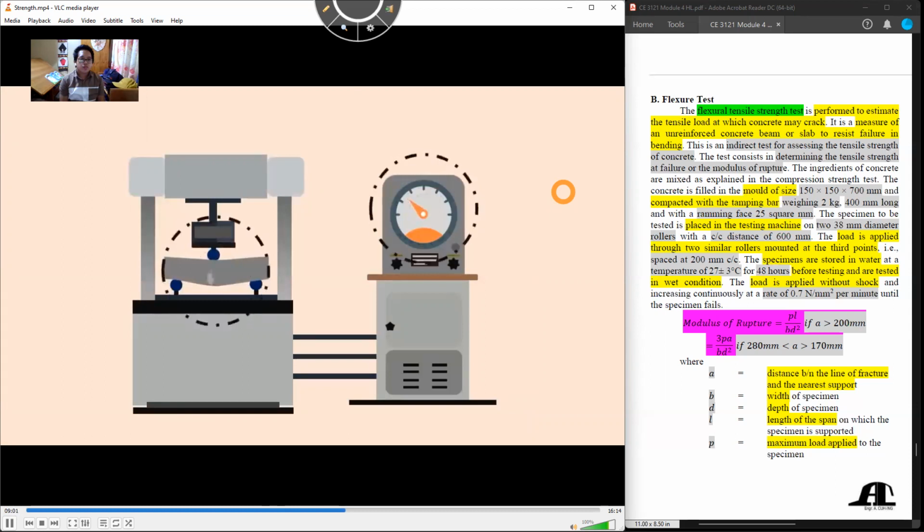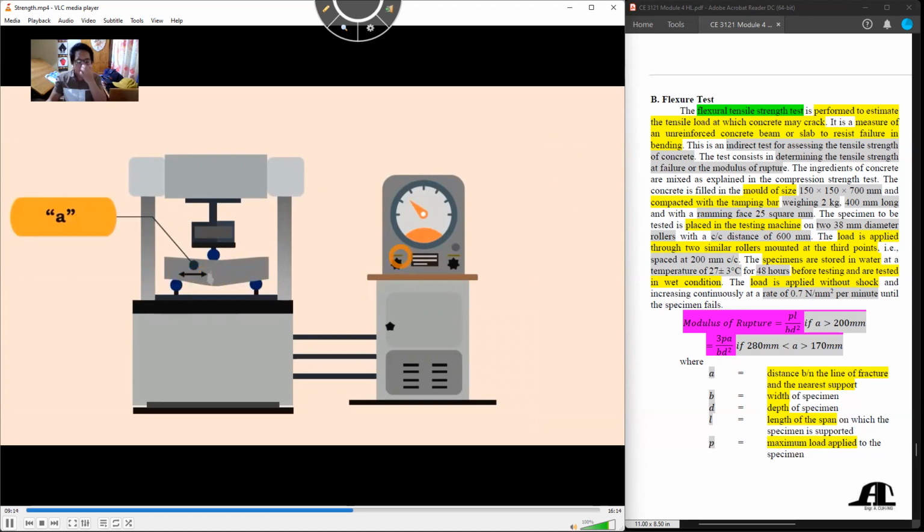Finally, note down the load at which the cylinder fails by developing cracks. Now, measure the distance between the line of fracture and the nearest support. So ito na yung A, class. Again, it is defined as the distance between the line of fracture to the nearest support. So whichever is nearer, class, yun yung value ng A.